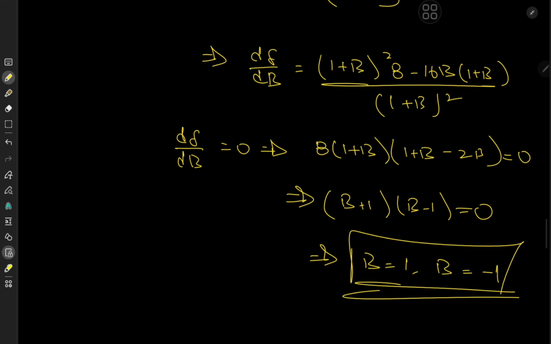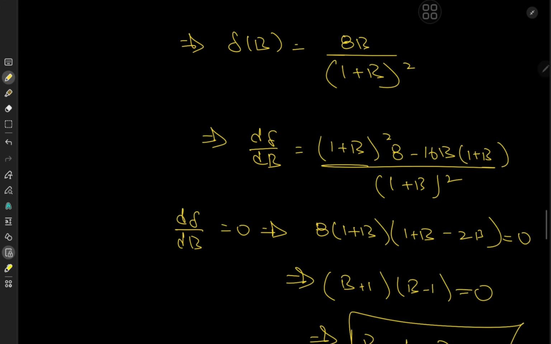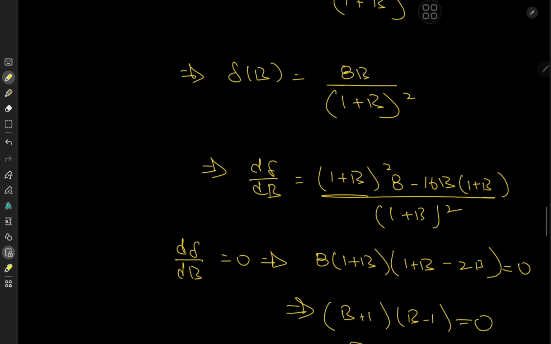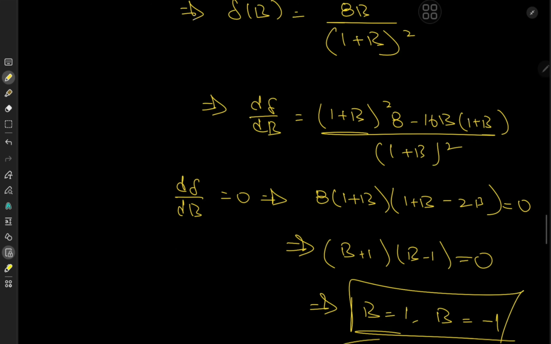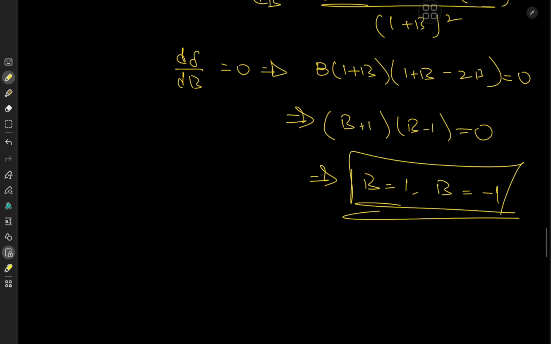Which one of these actually works? We can immediately see that if b is negative, then we have delta being negative, but delta is supposed to be a positive parameter. So that means we can reject this b equal to negative 1 claim and write the max value of delta at b equal to 1. So that's going to be 8 times 1 over 1 plus 1 squared.